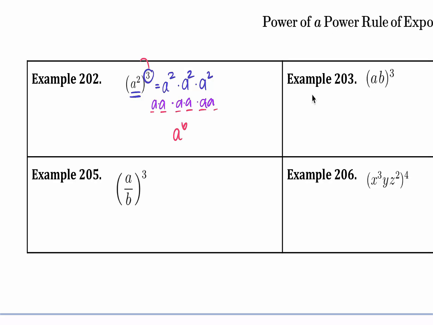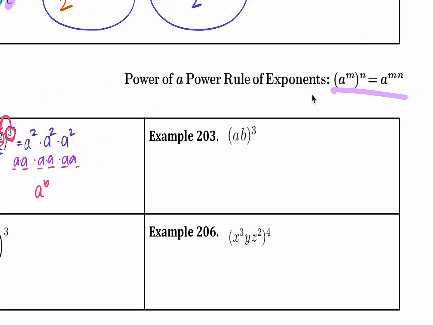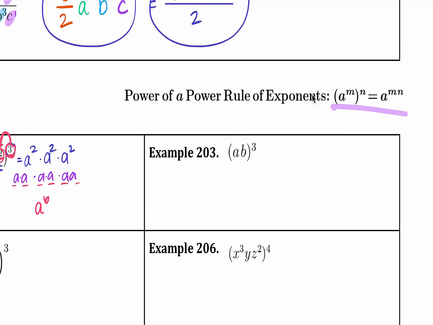So if we go back up to our original problem, you can see what we did here. If I have a power raised to a power, all we have to do is multiply those. 3 times 2 gives me a to the 6th. So that's what our power rule of exponents says. Power rule is what we do when we have a power raised to a power, and our rule says that we multiply those, our outside exponent times our inside exponent.